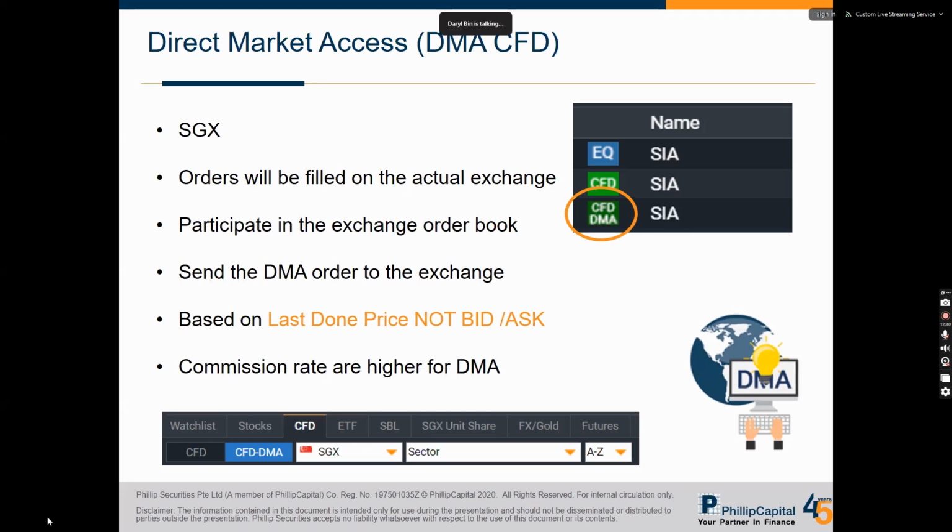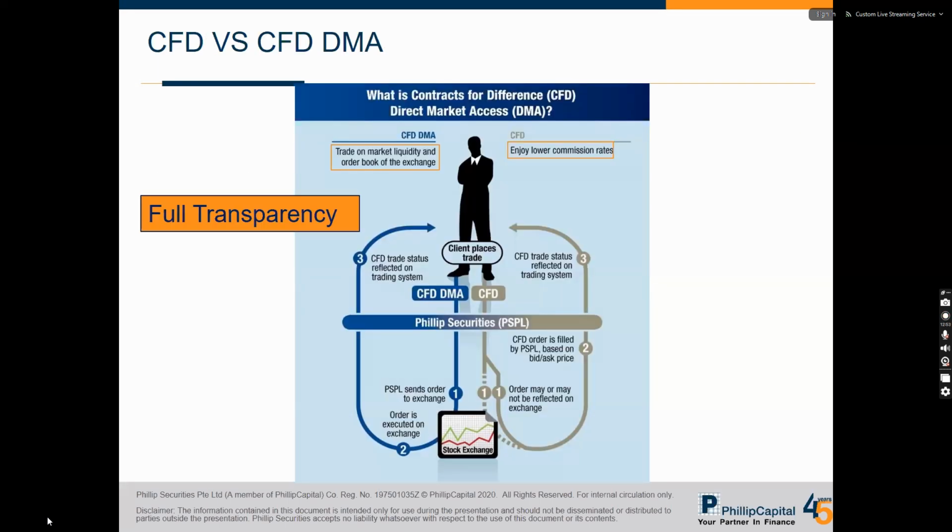Do note that if you are trading CFD DMA, in order to locate them, you need to click on the CFD DMA, like the photo shown at the bottom. This is the summarized version of how the CFD DMA mechanism works. DMA gives you full transparency. It trades on market liquidity and the order book of the exchange. Maybe you can read on the slides. You can also find out more on our website.